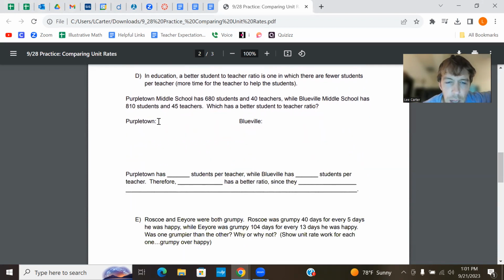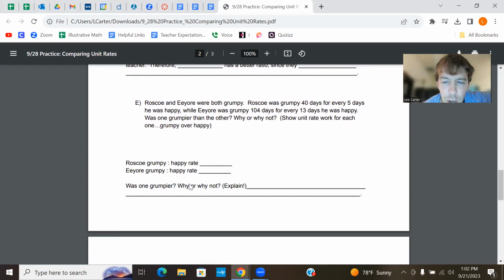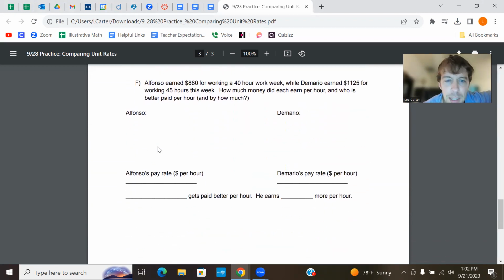then compare them. In education, better student to teacher ratio will be less students per teacher because then the teacher could give them more help and attention. And so you're comparing student to teacher ratios here. So you write your ratio in words, write the ratio you have, then find the unit rate, and the same for the other school. All right, and then we have Roscoe and Eeyore are grumpier. So grumpier would be like more grumpy to happy, a higher grumpy to happy ratio. So that's what you're looking for there. And then here we have a dollars per hour one. So again, dollars over hours, then that ratio, right? Then the unit rate. Okay, so that's what you're doing on these, and check back after you've done them to check over your work.